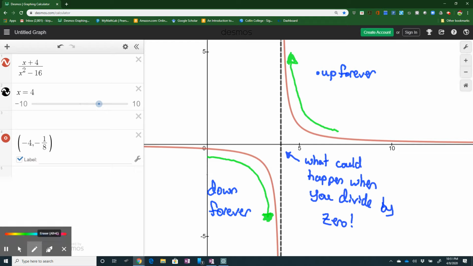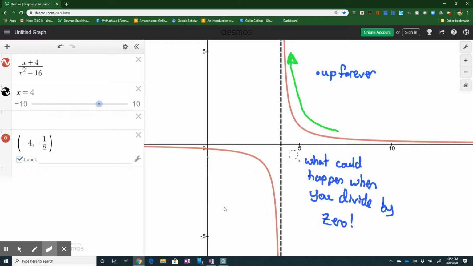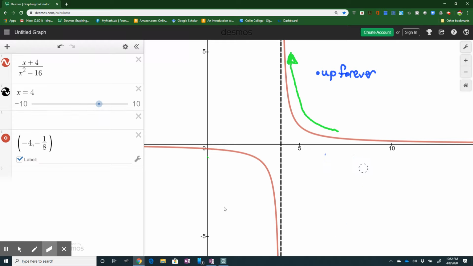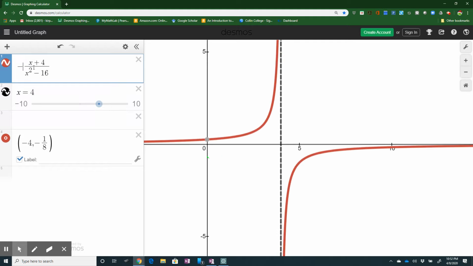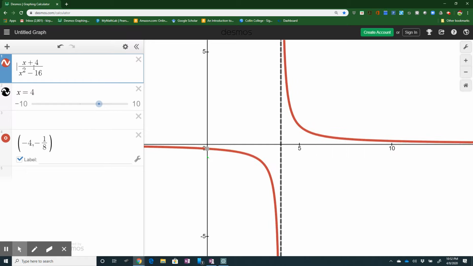Now let me see if I can try to clear the screen. Right, but it doesn't always look like this. I can change the way it looks. So notice on the right it went up, and on the left it went down. But all I got to do is put a negative in front of this thing, and it switches. Now the left side's going up and the right side's going down. Okay, so it doesn't always look the same, but it either always goes up or always goes down.